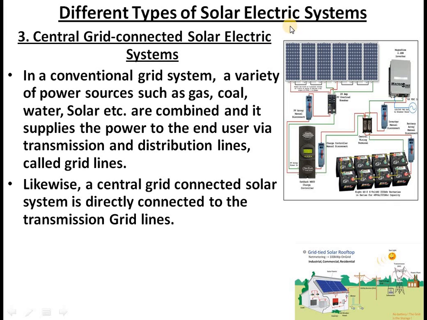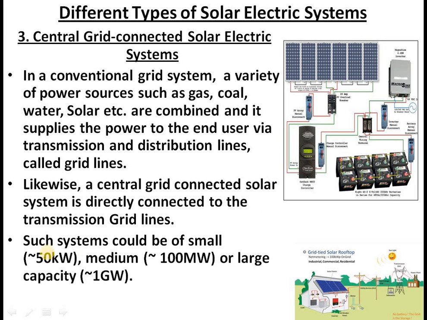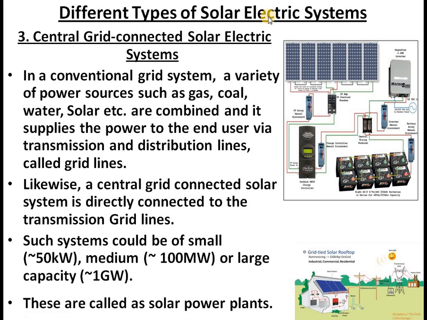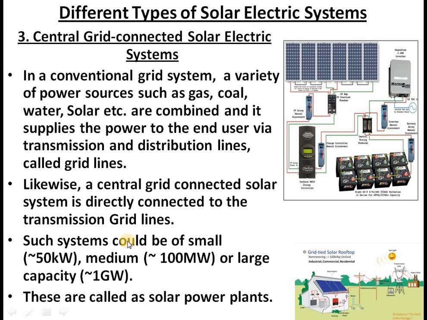It is usually done by huge companies and government sectors. A private individual person cannot do it. Such a system could be of small scale, up to 50 kilowatt, or medium scale, around 100 megawatt, or large scale, 1 gigawatt. So this way you can classify solar electric system distribution into 3 types. The last one is usually done in big solar power plants.